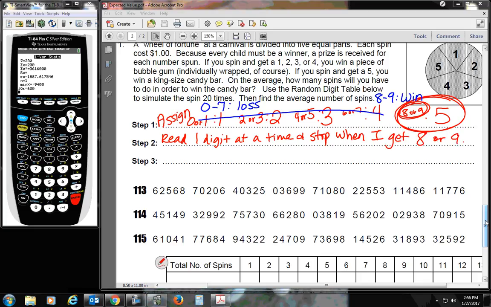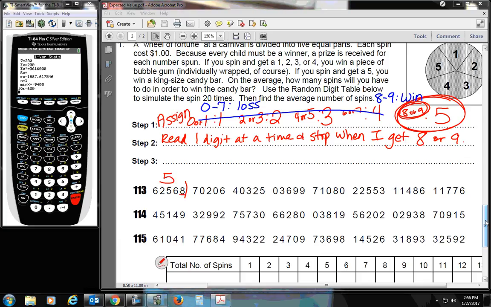Okay? Does it tell us how many trials to do? So let's do it 20 times. Okay? So I'm going to stop when I get an 8 or a 9. So right here, I stop. Remember that we are paying $1. Doesn't really ask us how much. I guess it doesn't matter. On average, how many spins. It's just saying. So, okay. So before I got the 8, it was 1, 2, 3, 4, 5. It took me 5 times, and then I won the candy bar.